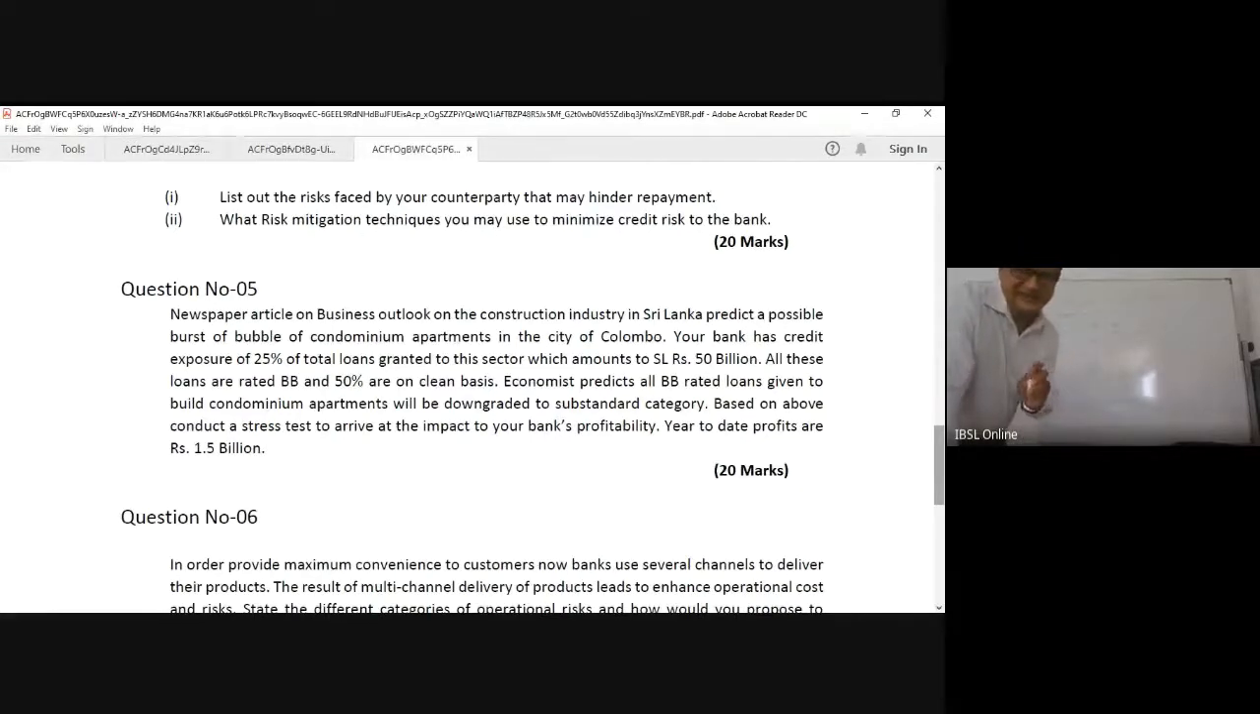Exposure which is clean, that is, not covered by collateral. So the clean portion is 25 billion. 20% of 25 billion is 5 billion. So if a crisis of this nature happens, the bank will have an immediate impact of 5 billion loss. It says year-to-date profit. At the moment this happens, you have already made 1.5 billion in profits. So if you have a 5 billion loss, the net effect will be a 3.5 billion loss. I hope you understand now.